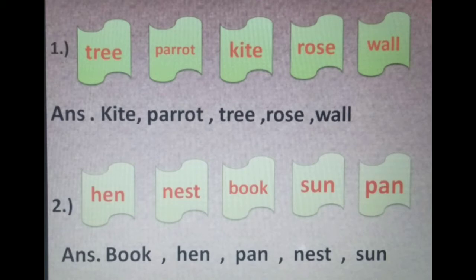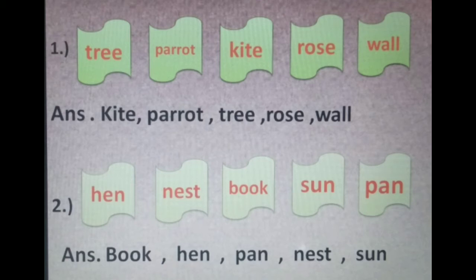For this we have to see the first letter of each word. For example, tree. In the word tree, T-R-E-E, the first letter is T. In the second example, parrot, the first letter is P. In the third, kite, the first letter is K. Fourth, rose, the first letter is R. Fifth, wall, the first letter is W. Now, we will see how to arrange these words.